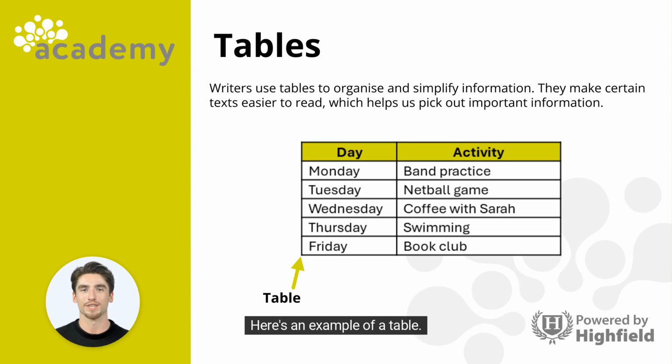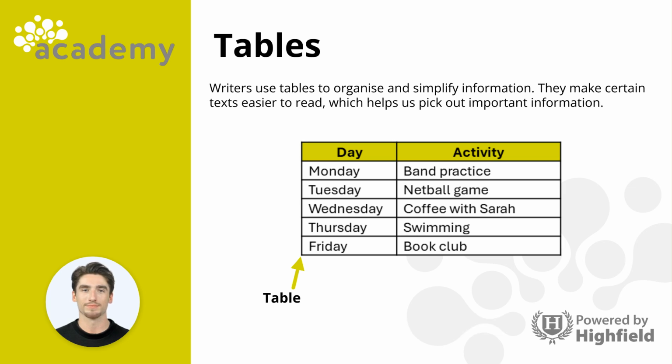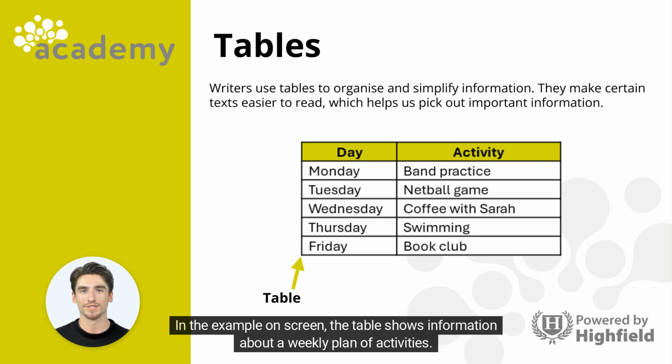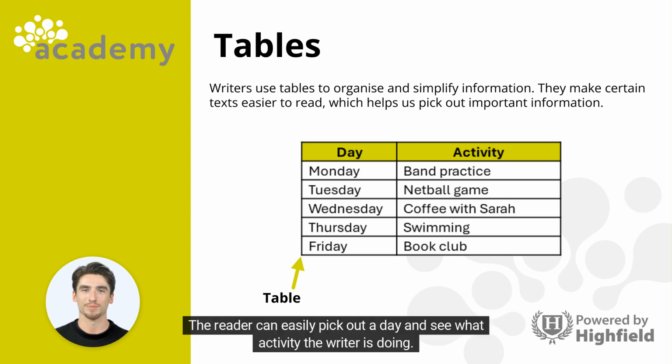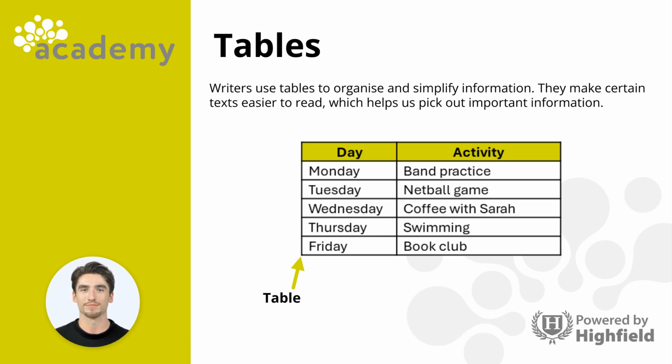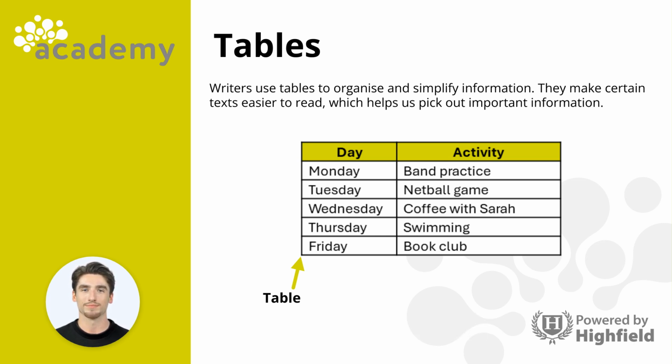Here's an example of a table. Writers use tables to organize and simplify information. In the example on screen, the table shows information about a weekly plan of activities. The reader can easily pick out a day and see what activity the writer is doing. For example, on Wednesday, the writer has coffee with Sarah.